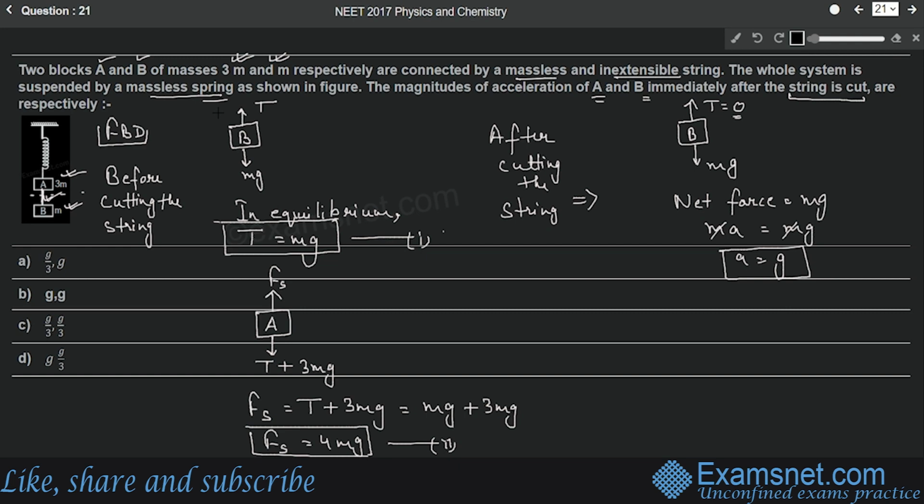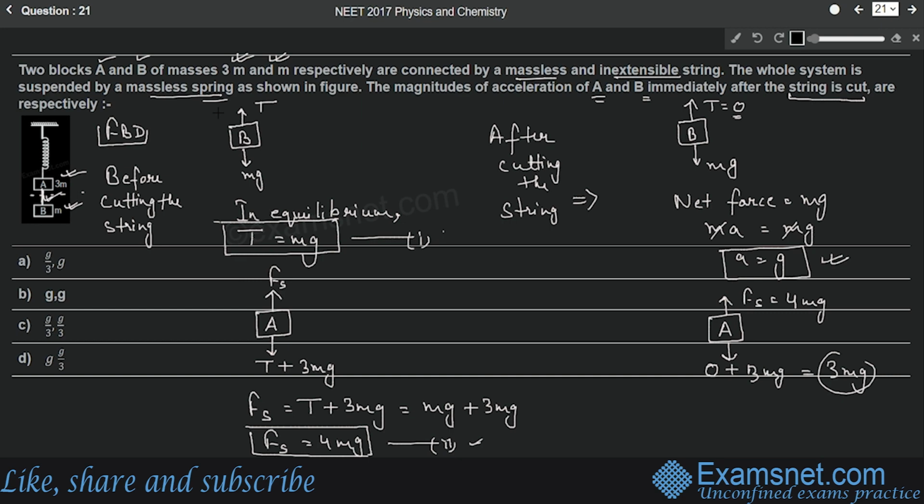Okay, so this is one of the answers. That means for block B the acceleration is g. Now we have to find the acceleration of the block A. So here the downward force, we had seen, was T plus 3mg, right? But T has become 0. So 0 plus 3mg, that means the downward force is equal to 3mg only. But the upward force, that is the spring force, will remain the same, that is 4mg.